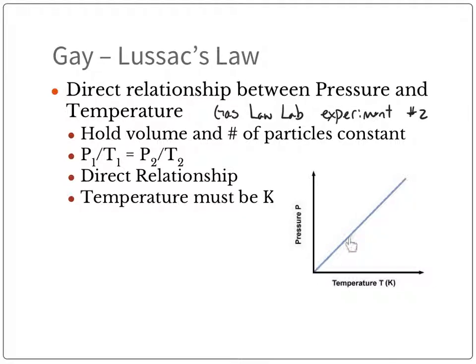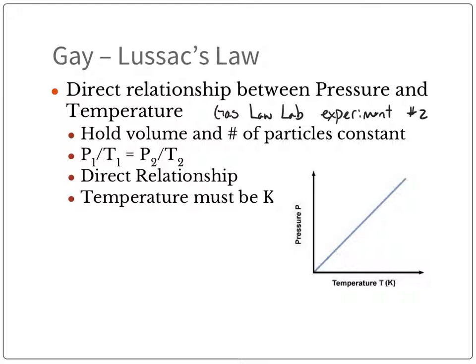So if you double the temperature, the pressure should double. If you triple the temperature, the pressure should triple. Of course, the temperature must be in Kelvin, just like it was in the last gas law, Charles' law. Temperature must always be in Kelvin for these gas laws to be represented accurately. And so in Gay-Lussac's law, pressure 1 over temperature 1 equals pressure 2 over temperature 2. We're holding volume constant, so it's not included as part of the law.